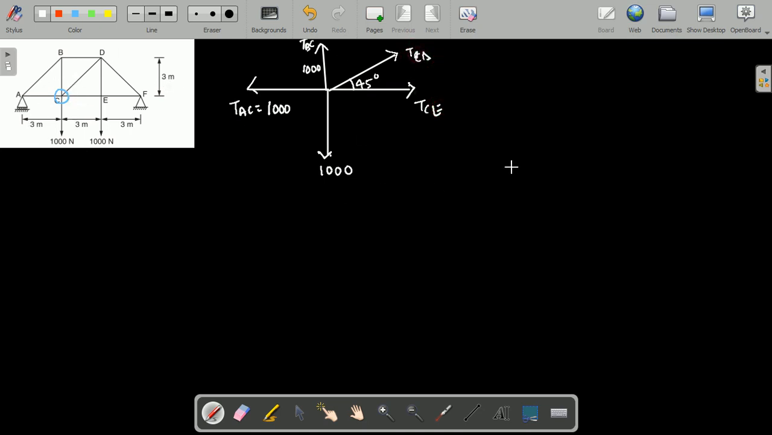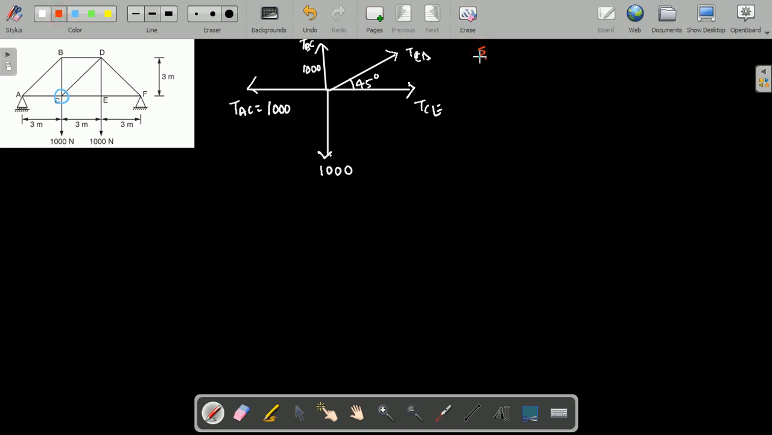So now it is a coplanar concurrent force system. This type of problem we have already solved. Just apply the equilibrium conditions to find the unknowns. In the entire equation, TBC is known, TAC is known, and TCD and TCE are unknown. I need to apply the equilibrium conditions and find the unknowns. So that is joint C.